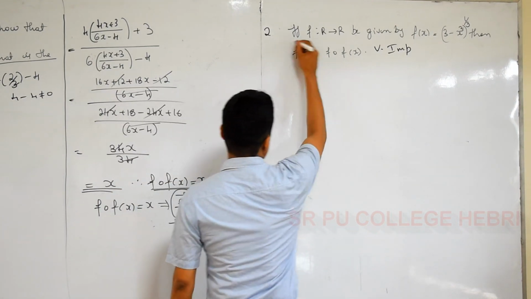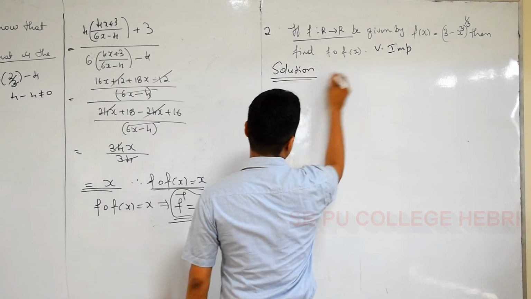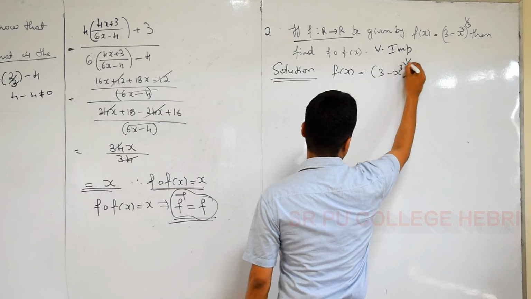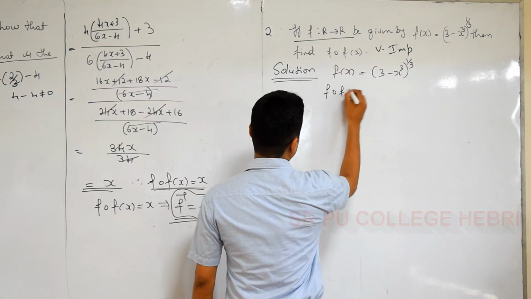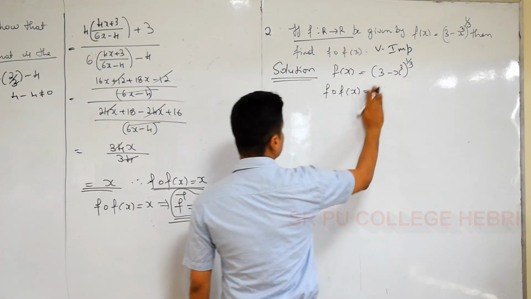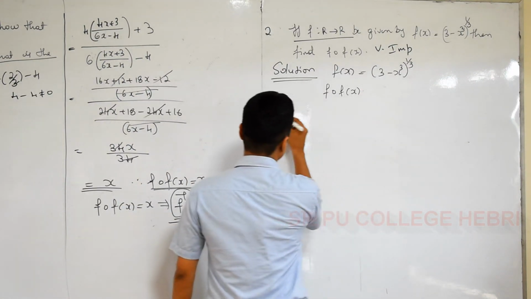What is the question first? f from R to R defined by f of x is equal to (3 minus x cube) whole to the power 1 by 3. Then find f of f of x. Like the previous one, here also you are going to get x only. Remember, you have to find the composition of f with itself.